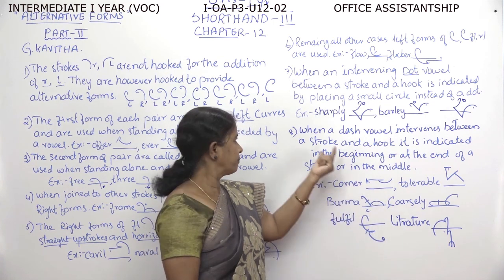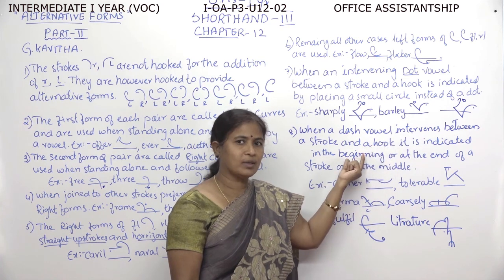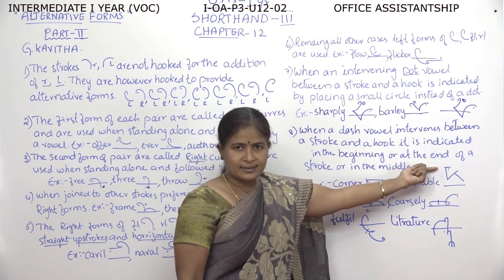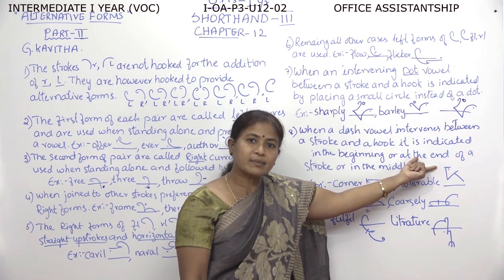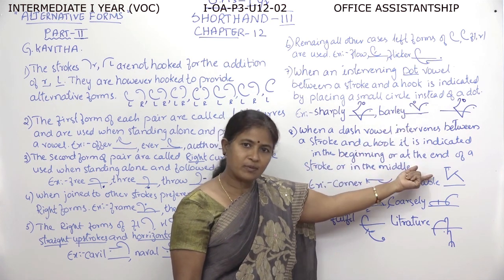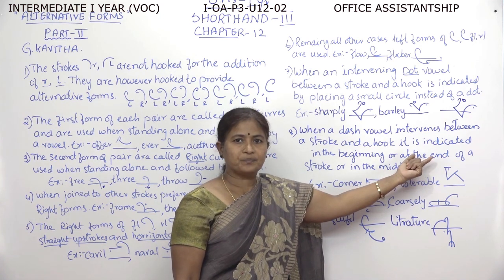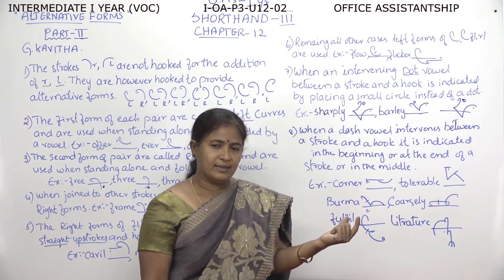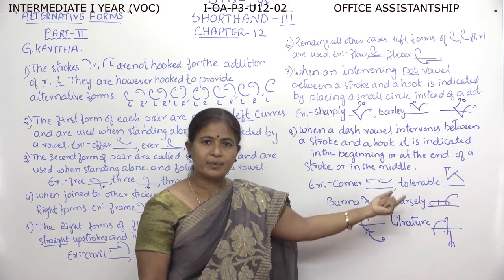How? We see now. When a dash vowel intervenes between a stroke and a hook, how do we place it? We just place a small tick like this. This vowel is placed touching the stroke. First place vowel aithe, dot vowel aithe manamu circle place chestamu. Dash vowel means we touch this vowel to the stroke. Tolerable. Tolerable. How do we write? Tall, tull, ray and bull. How ray? Why ray? Because immediately upward ray is preferable.